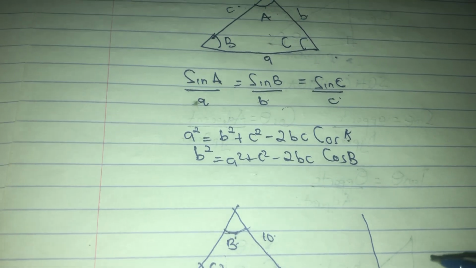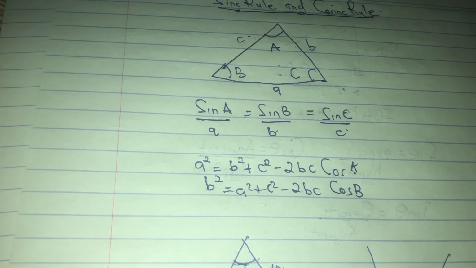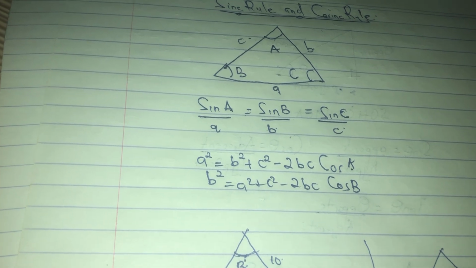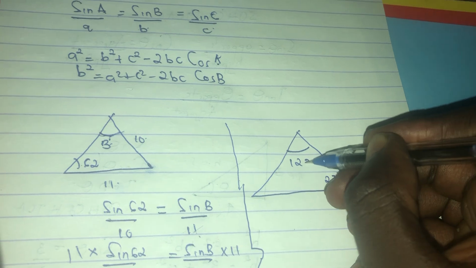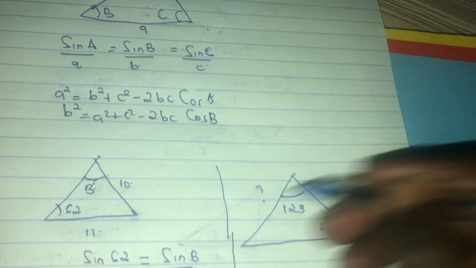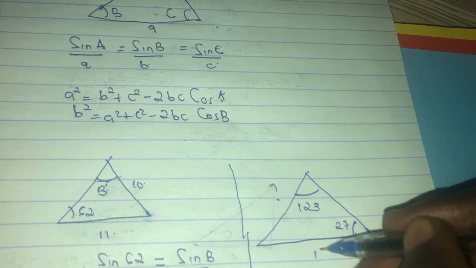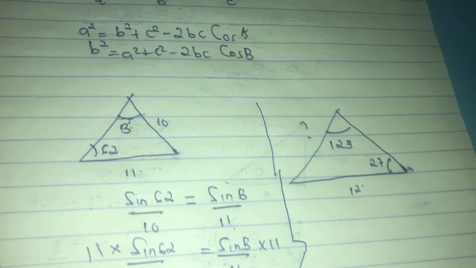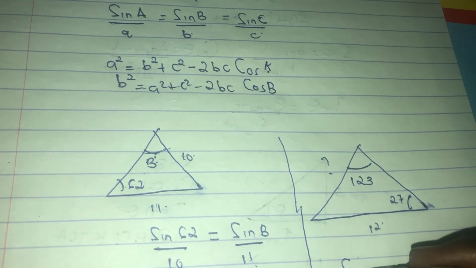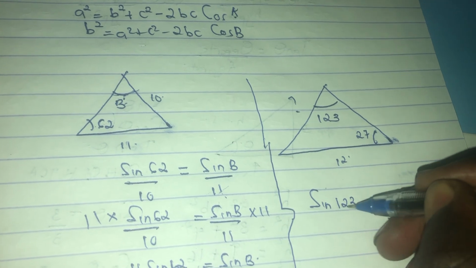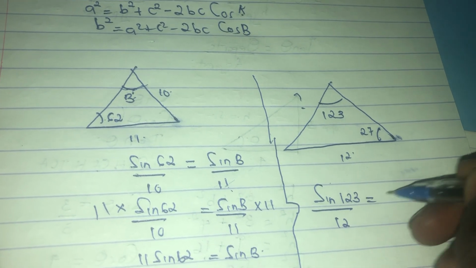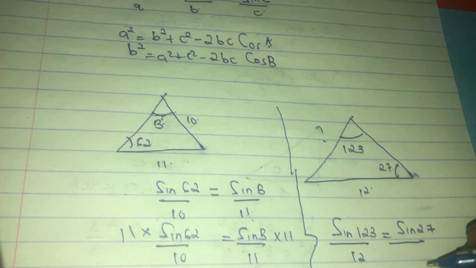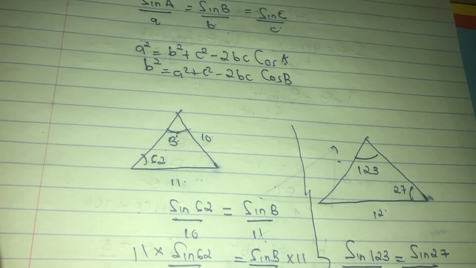Let me try out example number 2. It is still the same. Here this is angle 27, here this is angle 123, and here they're asking us now for this, and this is 12. Are we together? So still the best formula to use here is the sine rule. You can say sine of 123 over 12 equals sine of 27 over what we are looking for. Let's call it x.